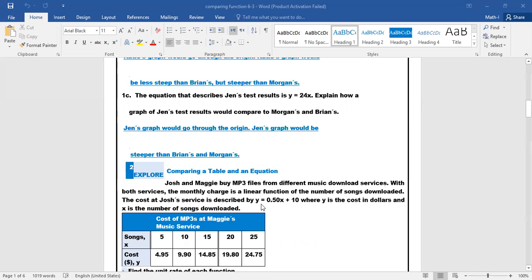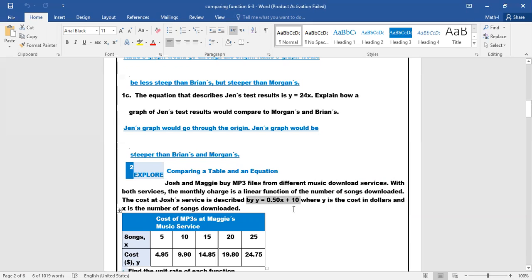Josh and Maggie buy MP3 files from different music download services. The monthly charge is a linear function of the number of songs downloaded. The cost at Josh's service is described by... you can take a note about this.